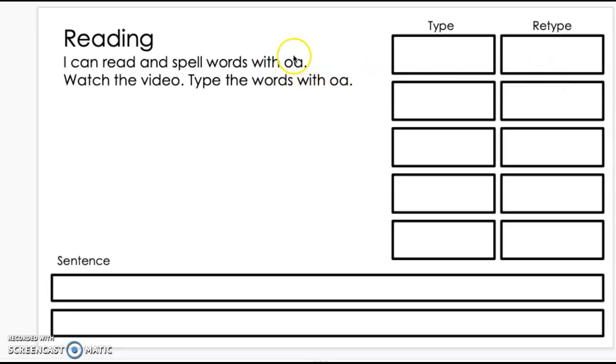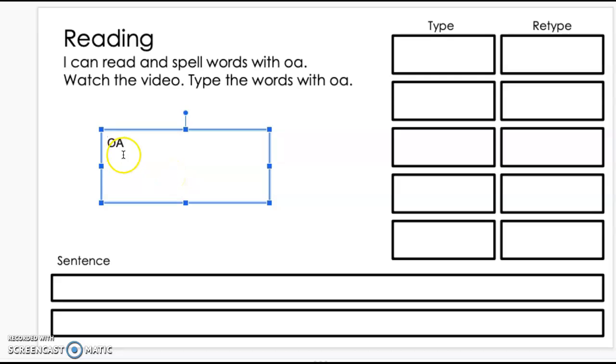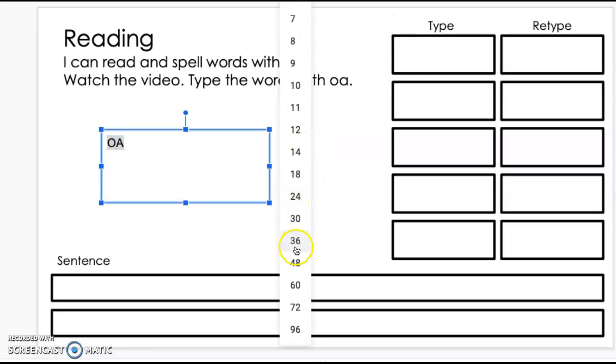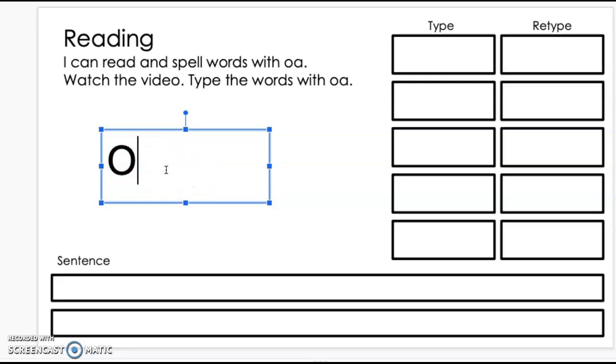So this week we are working with long O. Another way to spell the long O sound is O-A. I'm going to make it bigger for you just so you can remember it. And of course it'll be lowercase because OA comes in the middle of a word and sometimes at the beginning of the word.